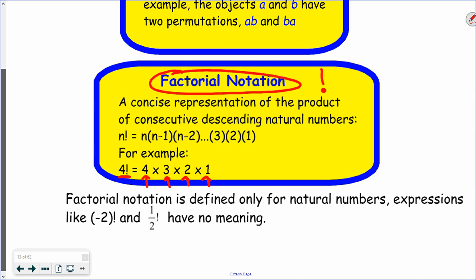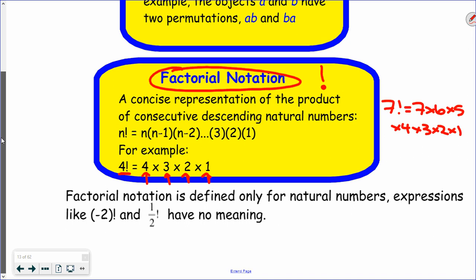So if I were to do, let's say, 7 factorial, it would be 7 times 6 times 5 times 4 times 3 times 2 times 1. As soon as you hit 1, you stop. Factorials do not work if it's a negative. Factorials do not work for fractions, they won't work for decimals, they only work for nice whole numbers.